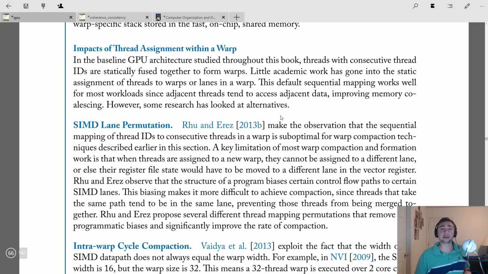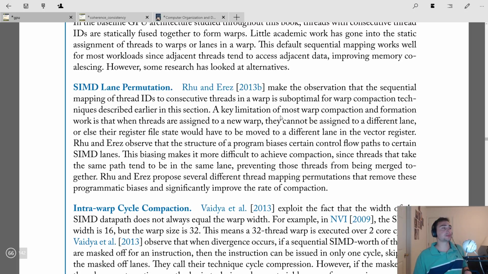Especially in something like a graph algorithm, where each thread is accessing a different vertex. There's no guarantee that once we start accessing the adjacency list of another vertex, what we're going to be accessing will be anywhere near each other or even have the same number of adjacent nodes.